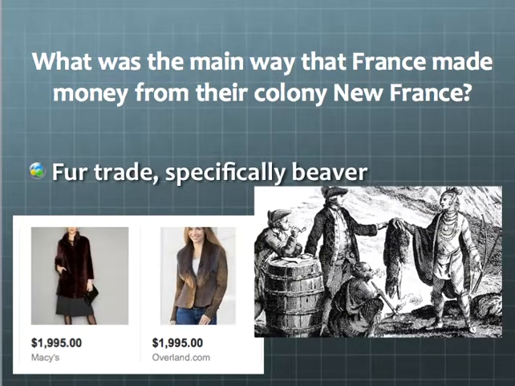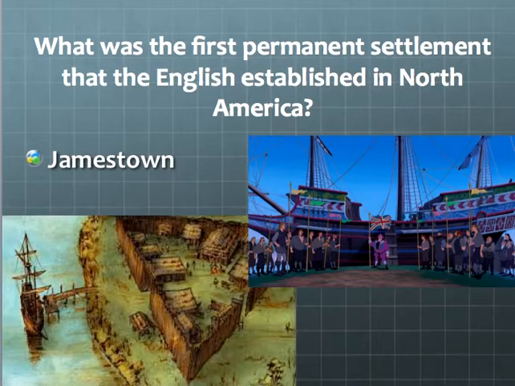What was the main way that France made money from their colony New France, which is going to be Canada down to Louisiana? Fur trade. Okay, usually beaver fur, because it's waterproof and warm. Now, they also own Haiti, and there's going to be sugar plantations there. But in New France, it's going to be all about fur trade.